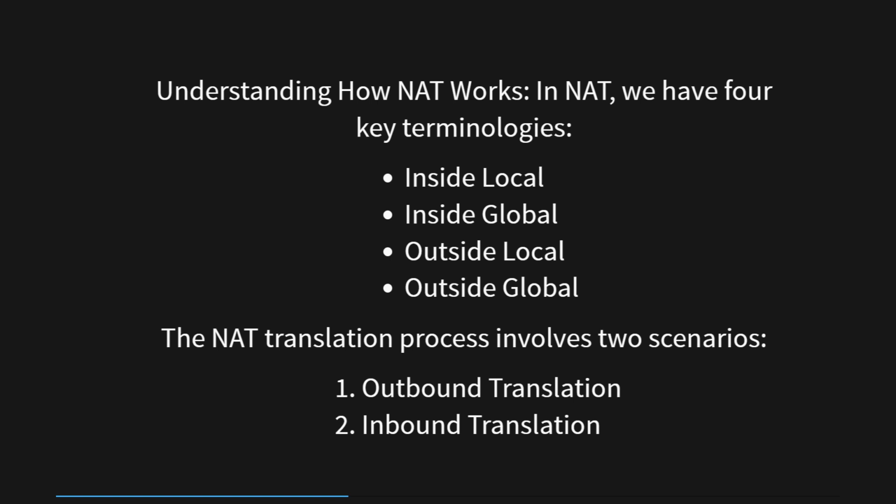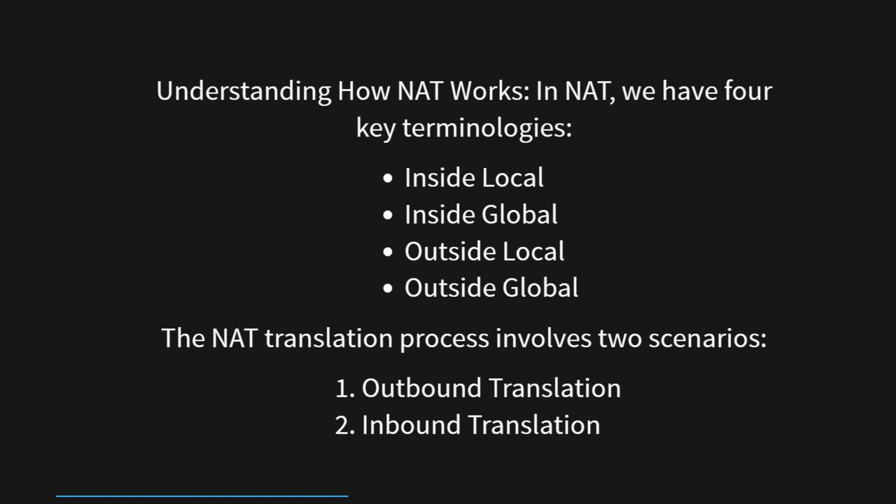The NAT translation process involves two scenarios. The first scenario, called outbound translation, occurs when a device from the local network initiates communication with an external server, such as browsing the web. In this case, the device's private inside local IP gets translated into the public inside global IP to traverse the internet.